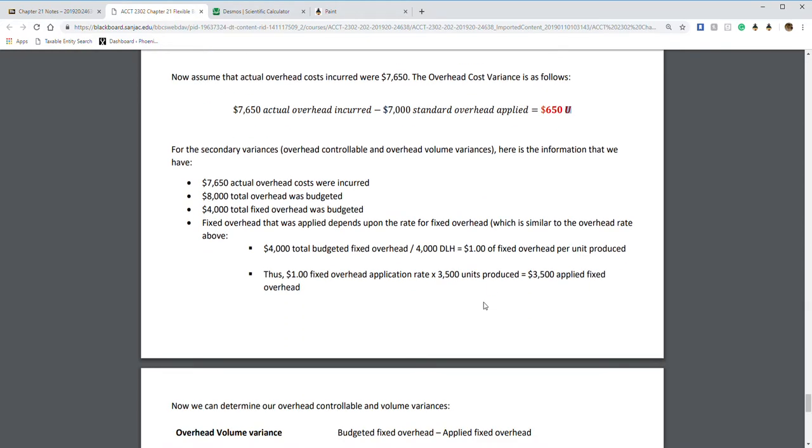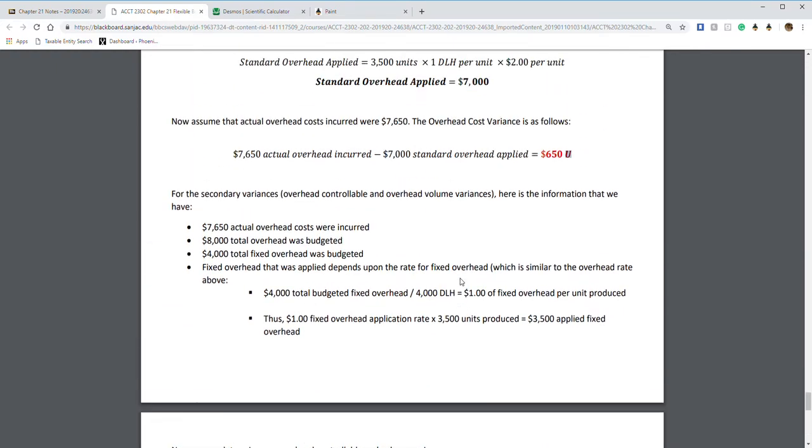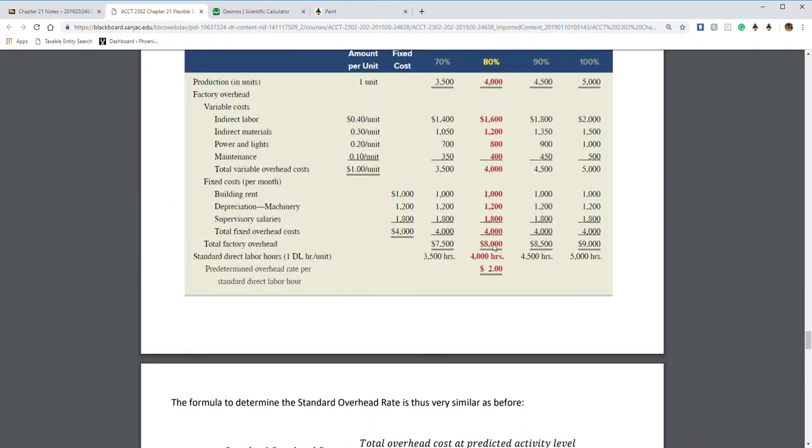For our next variances, we have to take these numbers and use them for our other two, the volume variance and the controllable variance. Right here we know that actual overhead costs were 7,650. 8,000 total overhead was budgeted. 4,000 total fixed overhead was budgeted. Again, these two popped up from right here: 8,000, 4,000.